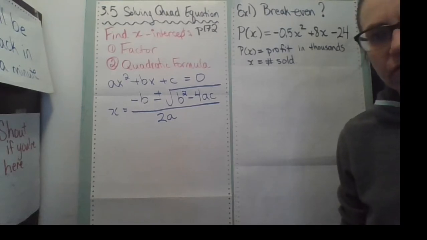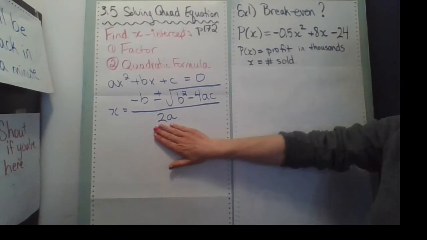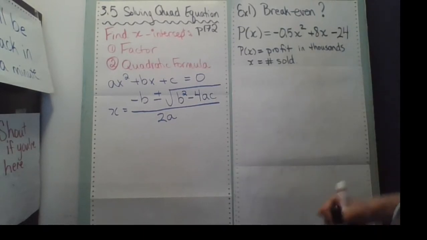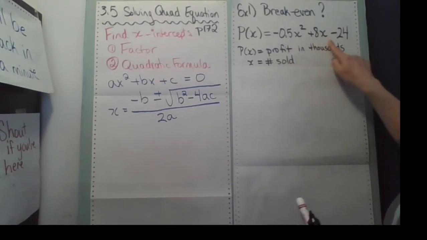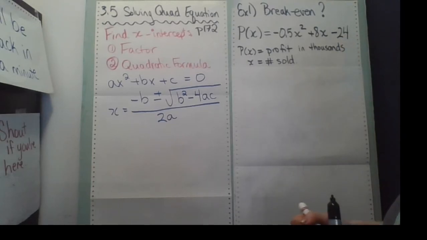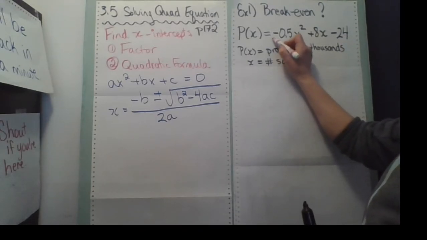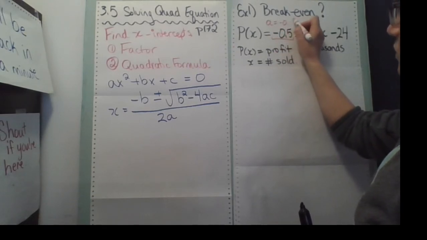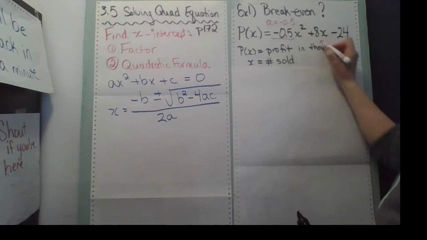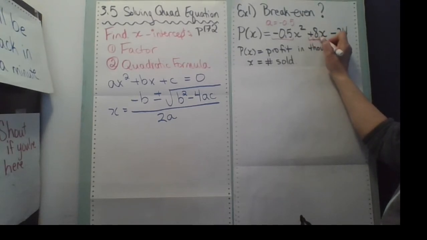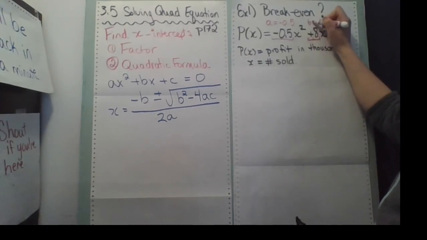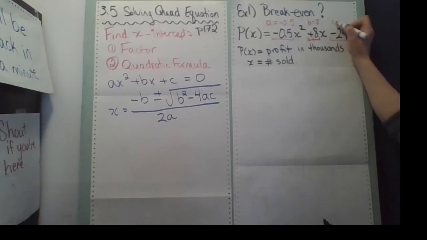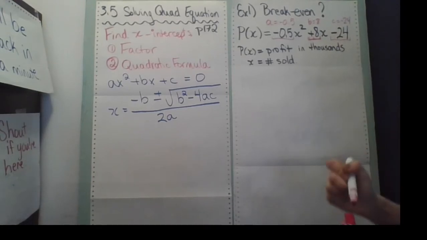Okay, well, what if we hadn't factored it? Can we still solve it using our quadratic formula? Definitely, that always works. First thing we need to do is look at our function and pick out our coefficients. Whatever's attached to the x squared, that's our a. So a is negative 0.5. Whatever's attached to the x is our b, so b equals 8. And the number with no x is our c, so c is negative 24.